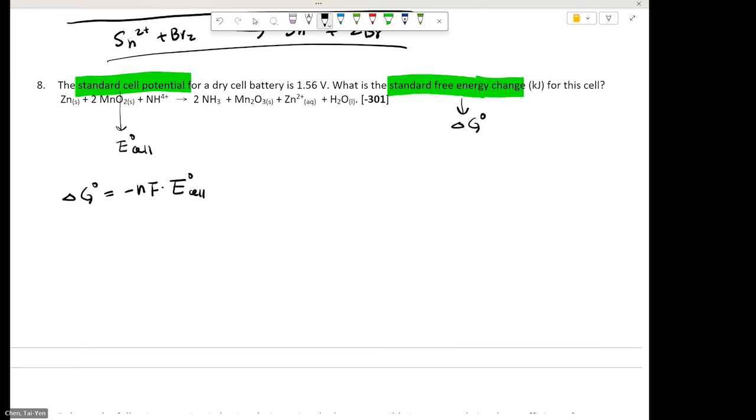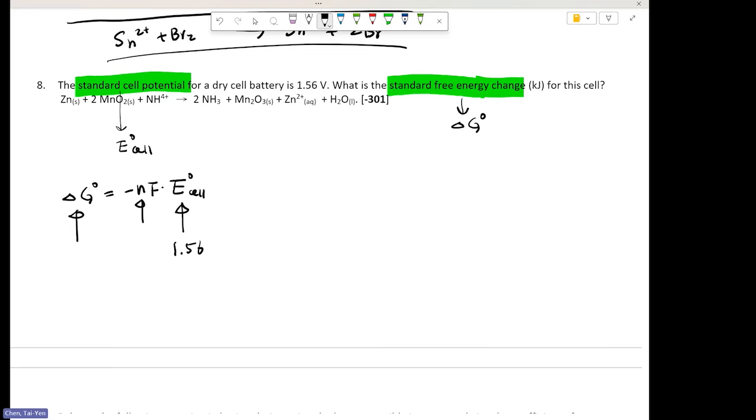All right, so apparently, I hope everybody sees that this turns into calculating delta G naught, right? Now, in order to know your delta G naught, you need to know a few things. One is your E naught cell. One is your n. F is just a constant, right? Do you know your E naught cell? The E naught cell is what? 1.56, right? That means once you figure out your n, then you're done.